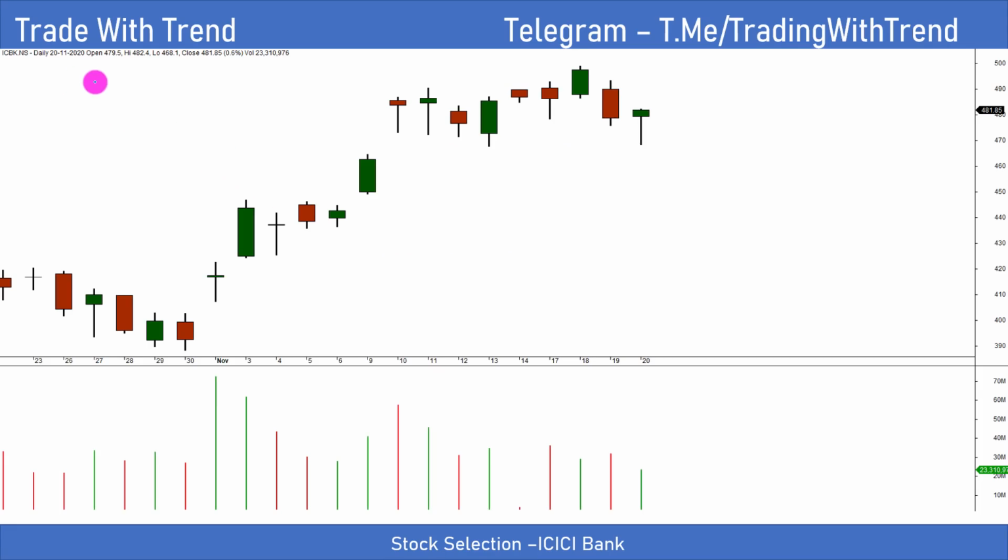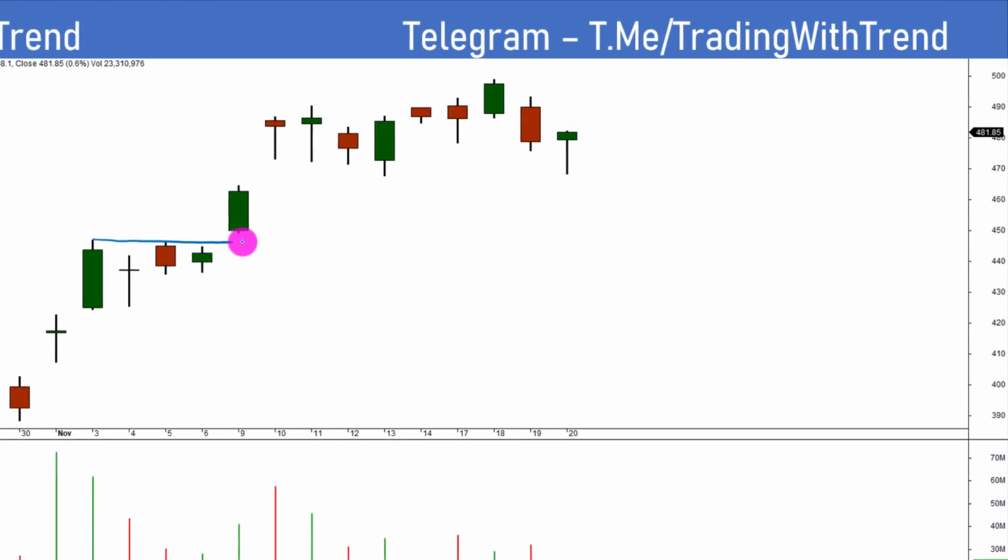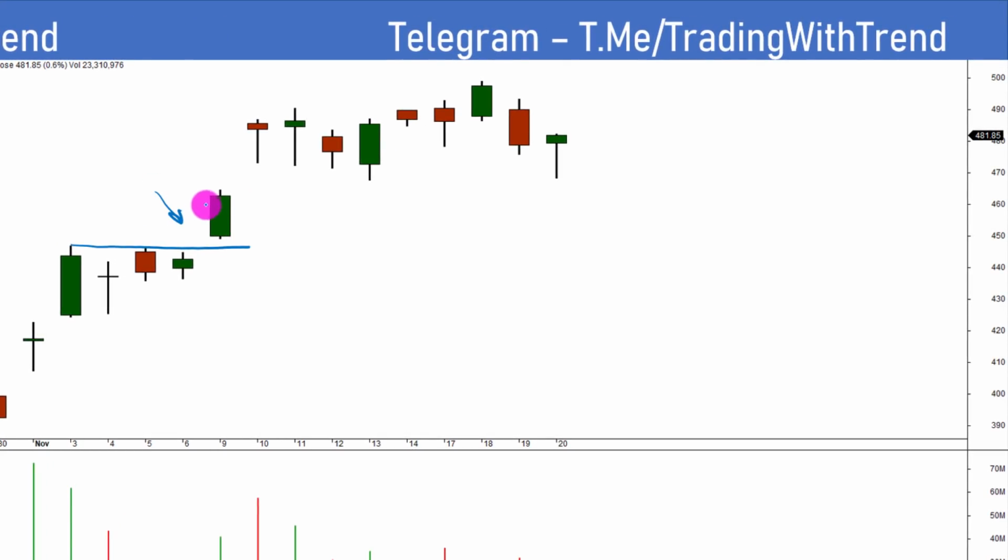So the next stock I'll select is ICICI Bank. This is again on a daily time frame chart. So this was the previous breakout level, this particular candle here. We had a fresh breakout here, and then again, very similar to TCS, we now have a gap on the chart. And if you take a look at recent price activity, I'll just remove all these lines here.